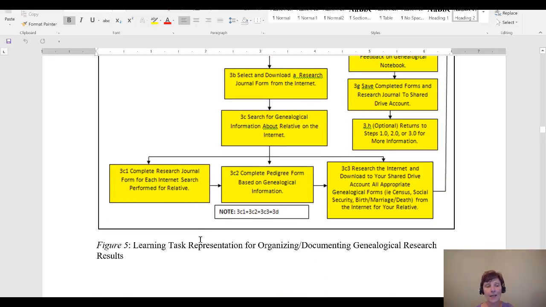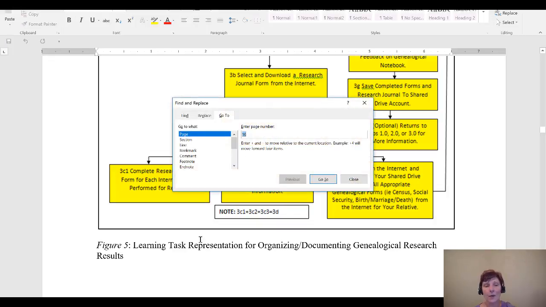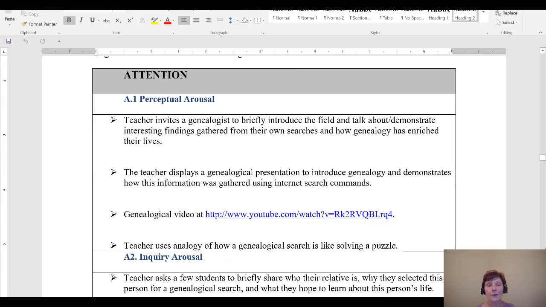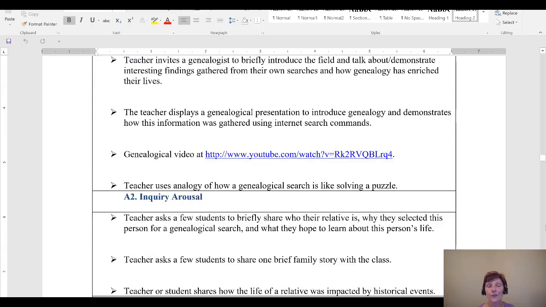My second example of practice is my ARCS table for this particular class. This table allows the facilitator to understand what will motivate the students, get their attention, and help them understand the relevance of this material to their learning.